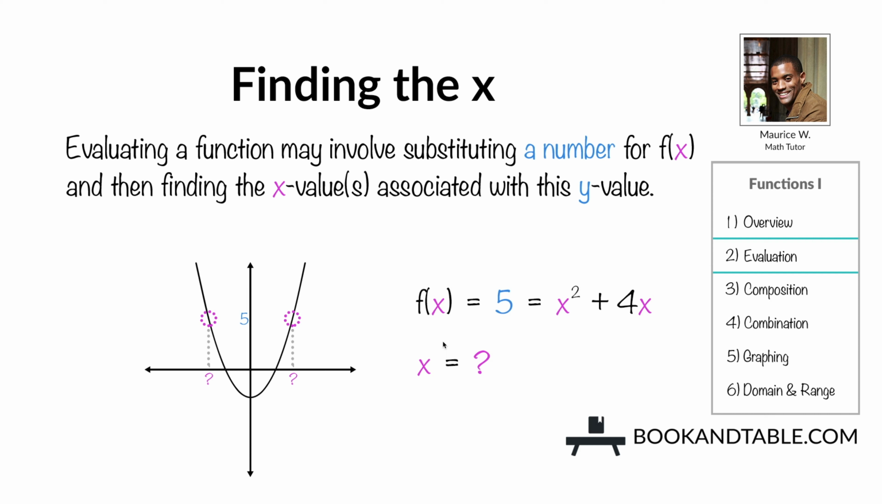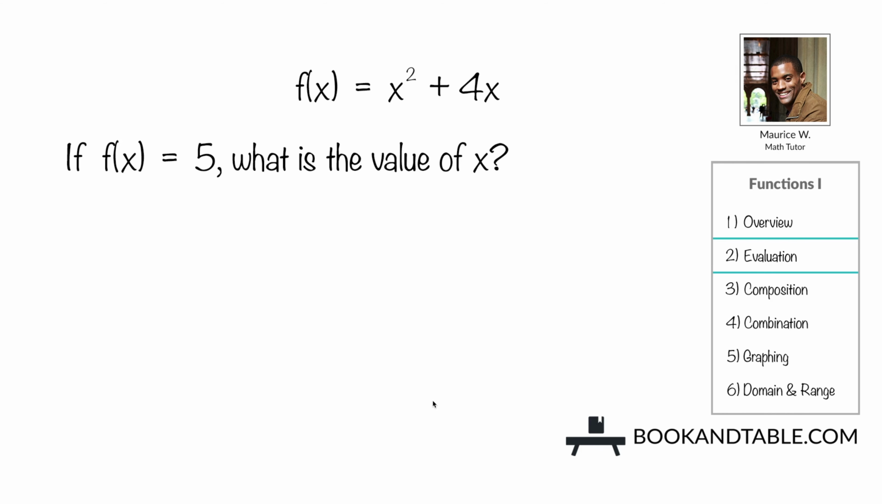Another example, let's say we had f of x is equal to 5, and that's equal to x squared plus 4x. What is the x value here? So in this case, the number 5 along the y-axis has two different x values associated with it. So how would we find both of these? This is the process we want to examine a bit closer. So let's actually do so by walking through an example together. Let's say we were given f of x is equal to x squared plus 4x. If f of x is equal to 5, what is the value of x?